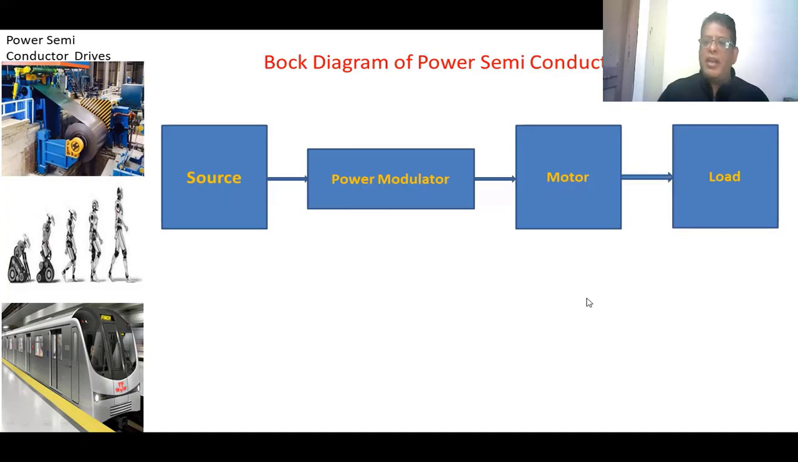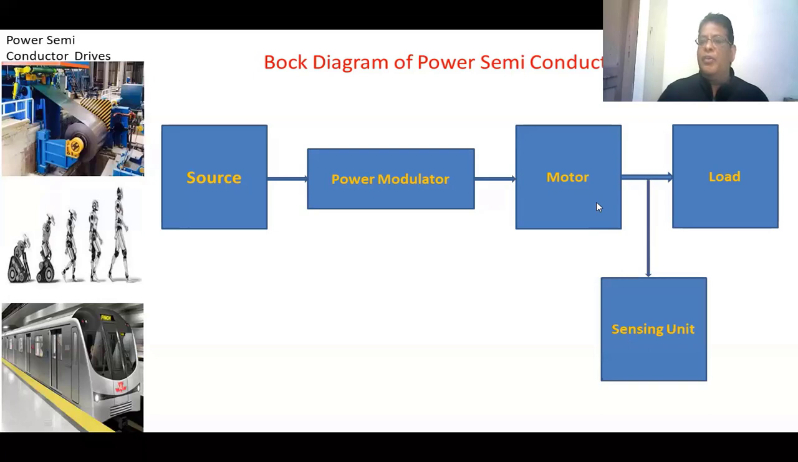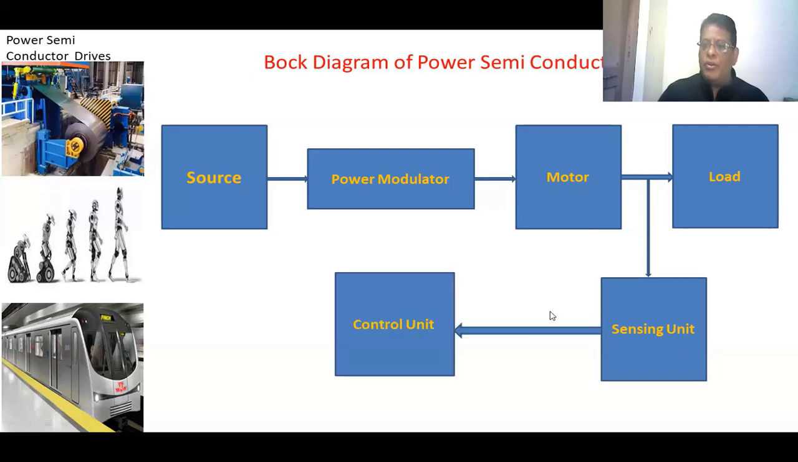In a power semiconductor drive, we have to control this motor effectively, so we measure the current of the motor as well as how fast it is rotating by means of a sensing unit. The sensing unit may be a current sensor, a voltage sensor, or a speed sensor. Depending on the sensor you are using, it takes the reading of that particular quantity and gives a signal to the control unit.